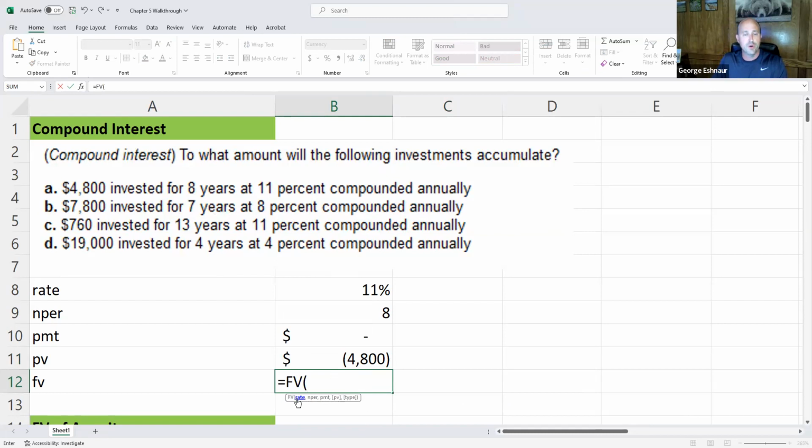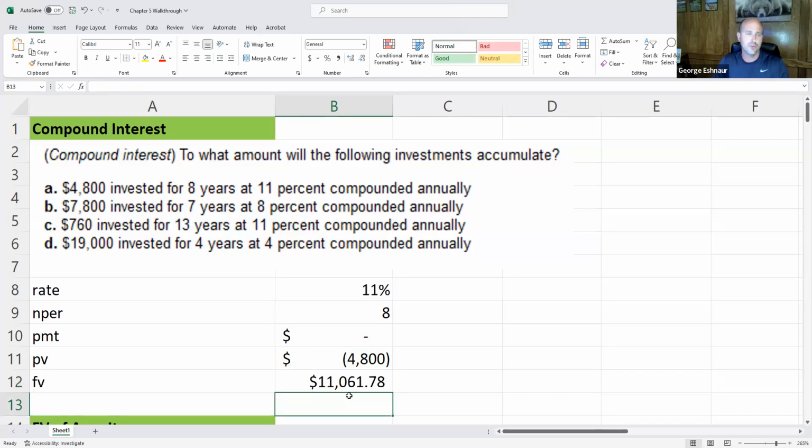And then it tells us what we have to do first: rate, number of periods, payment, which is 0, we still have to put that in there, and then our present value. Right now, we don't have to deal with type, but we will have one in a little bit that we do. And then you hit enter. So the future value of $4,800 invested today for 8 years at 11%, compounded annually, is $11,061.78. That's as easy as this one is.